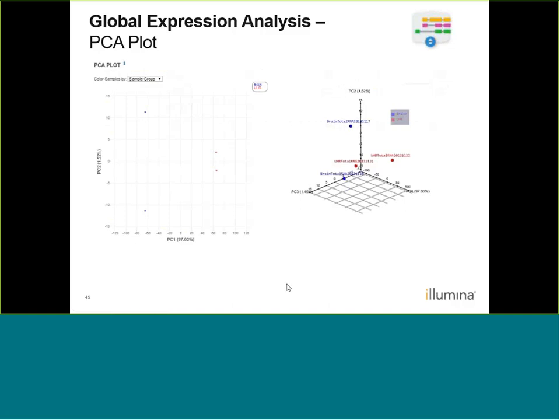Now, when we use the 3D PCA plot, we still see the same kind of pattern that we have here. It's just now that we're seeing it in this third dimension where we're considering the third most variance for each of these.